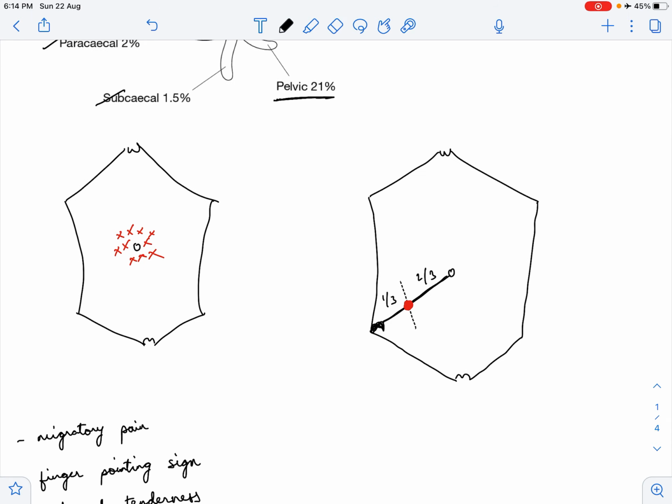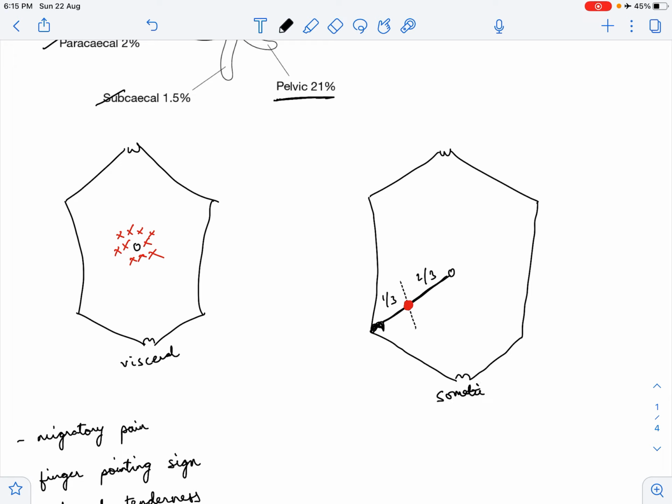Because the appendix is a midgut structure, the pain from the appendix, like from all midgut structures, is referred to the periumbilical area in the midline. That refers to the irritation of the visceral peritoneum. So, initially you have periumbilical pain. This is the visceral peritoneum. Then, as the somatic peritoneum gets inflamed or affected, you have the somatic peritoneum being affected.